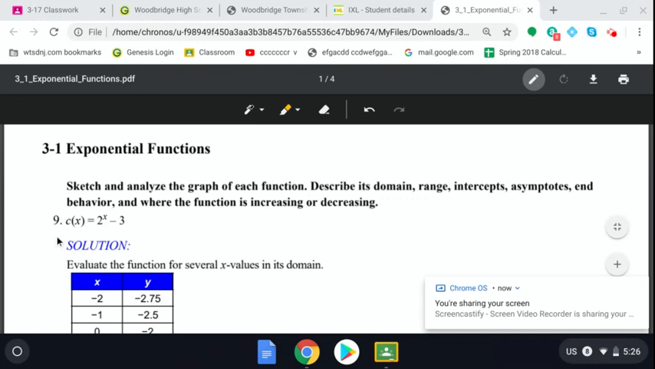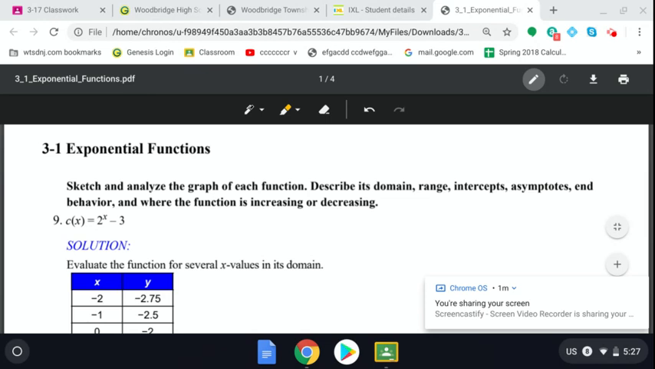So if you take a look at this function here, I know it's going to be exponential growth because there's a 2 to the x. That number is greater than 1. So if b is greater than 1, it's going to be growth. I also know that the function is going to be shifted 3 units down, which means the horizontal asymptote is going to be y equals negative 3. For the parent function, a number to the x power, if there is no vertical shift, meaning if you're not adding or subtracting anything here, the horizontal asymptote would be y equals 0.